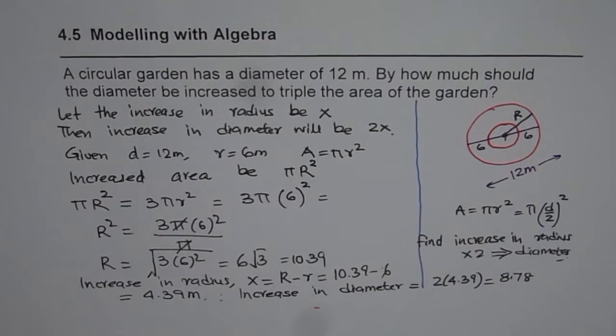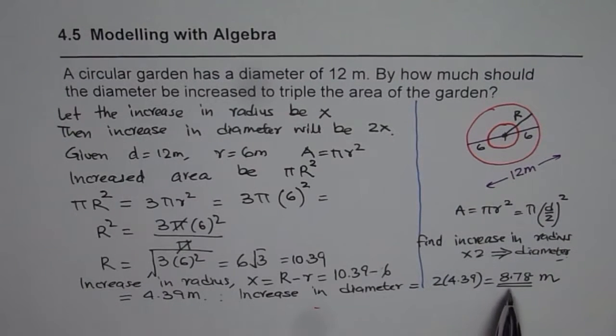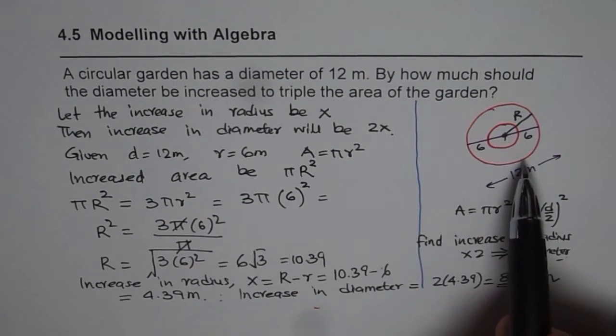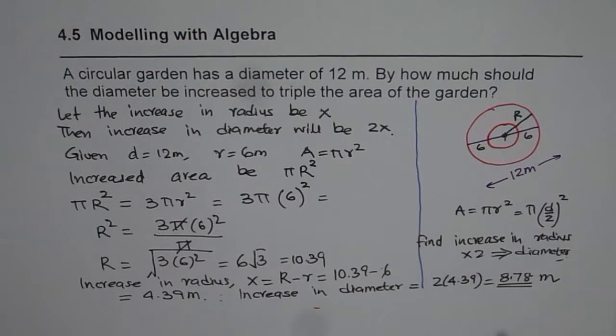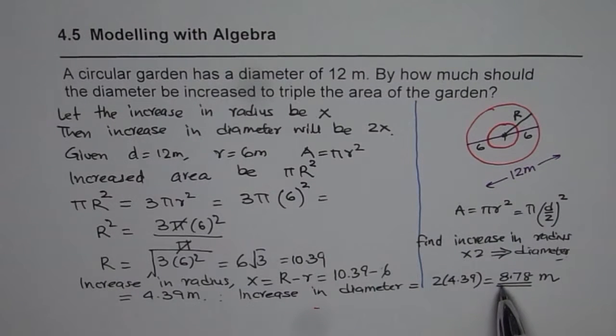Right? So what we get here is that the increase in diameter should be 8.78, and the unit is meters, correct? That will make the whole area 3 times the original area, right? So the original was only 12 meters wide. Now increasing it by 8.78 will make it 20.78, correct? It is not even twice, but the area increases 3 times. It's very interesting to see that, correct?